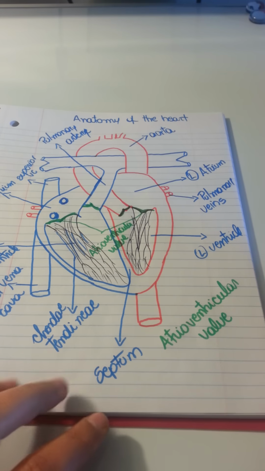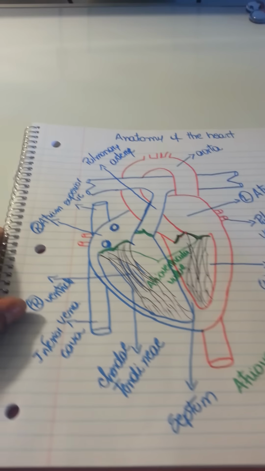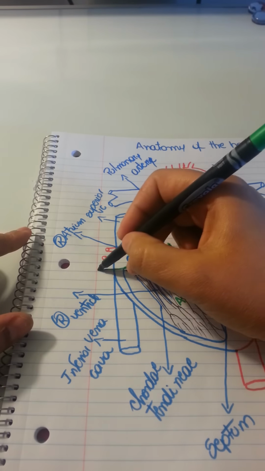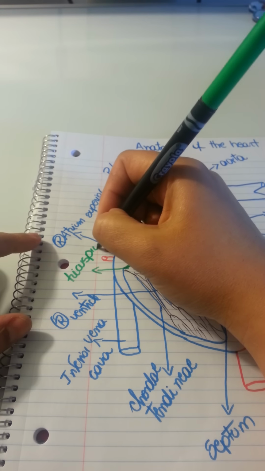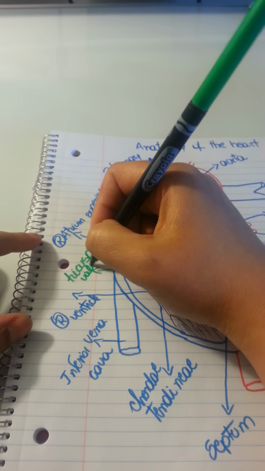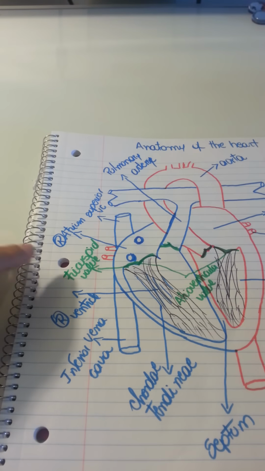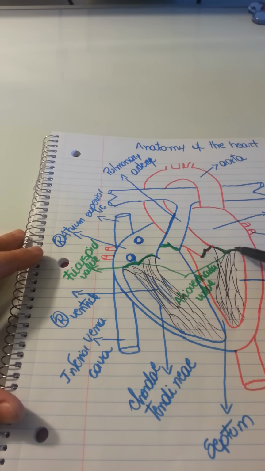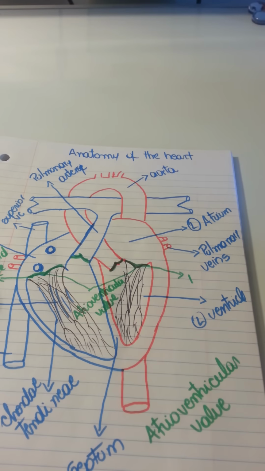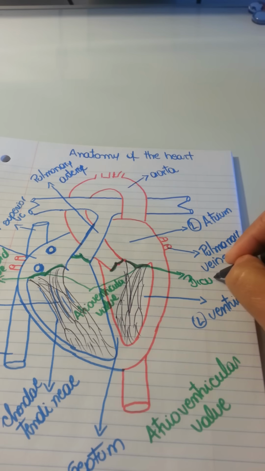valve. Okay? But the right one, it's called a tricuspid valve. So let's label that. Tricuspid valve. And I'll show you in a minute from the picture in your book why it is called tricuspid. And this one is called a bicuspid. Sorry. This one right here. It's called a bicuspid valve.